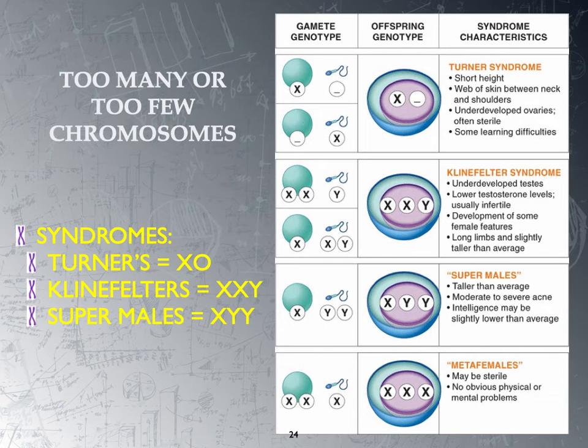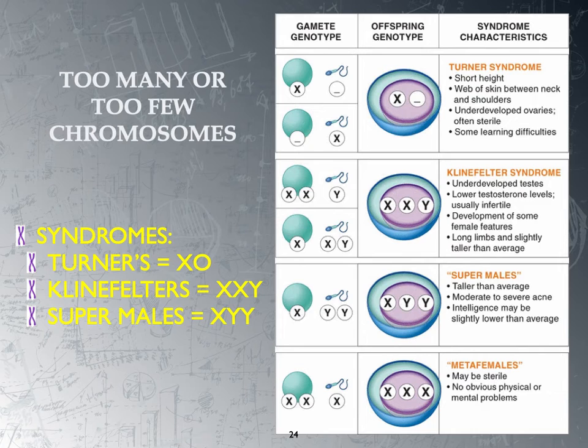The syndromes I expect you to know are Turner's. X and the 0 because it's a missing chromosome. It's a female who, instead of having 2 X's, only has 1 X. And those females, you can read up here, have short height, a web of skin between neck and shoulders, and underdeveloped ovaries. They often are unable to produce children, and they might have some learning difficulties.